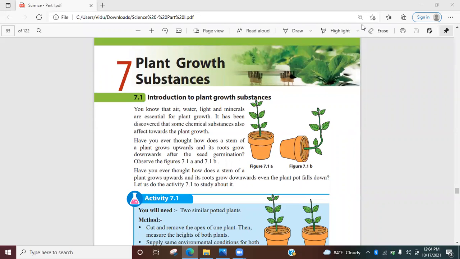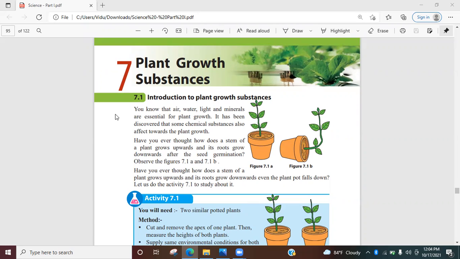Today I'm going to do the 7th lesson in grade 9 science, plant growth substances. This is a very small lesson and also a very easy lesson. So there are only two subtopics for this lesson. The first subtopic is introduction to plant growth substances.